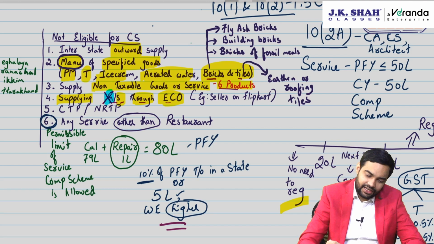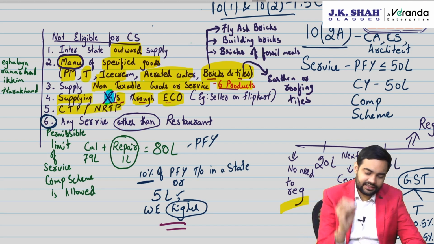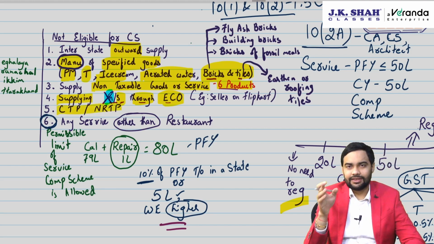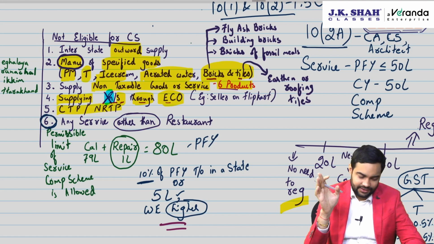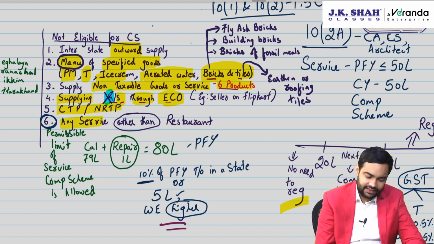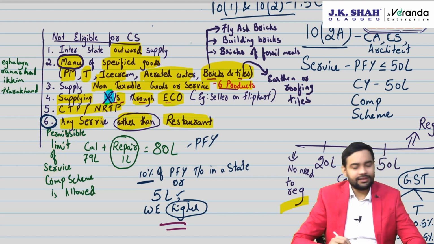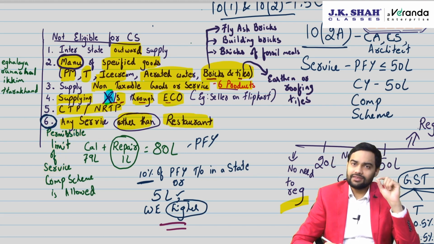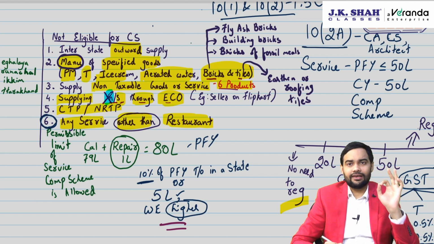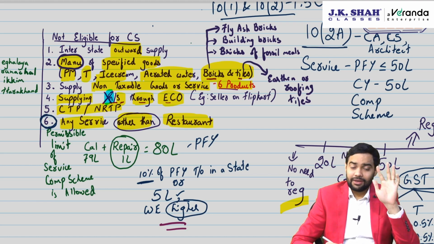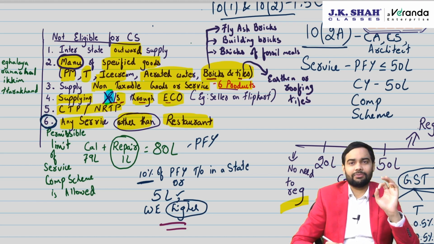Then CTP and RTP, we will learn in detail in the registration chapter: casual taxable person and non-resident taxable person. And then the law says any service other than restaurant service. But any service, if it crosses the permissible limit, because there is a permissible limit. If you are providing services to that extent, you can still avail the benefit of the composition scheme. If you cross that, then you will not be eligible for the composition scheme.